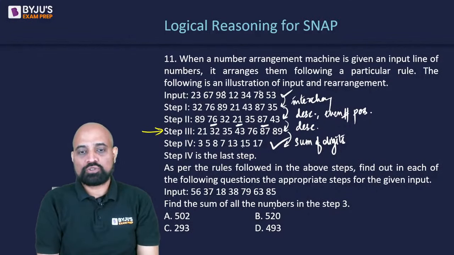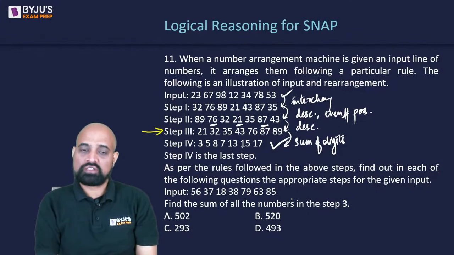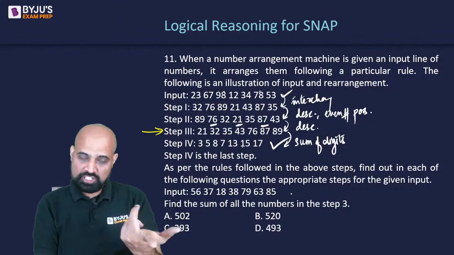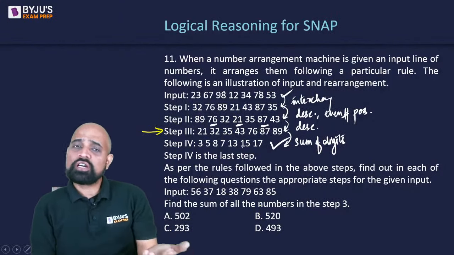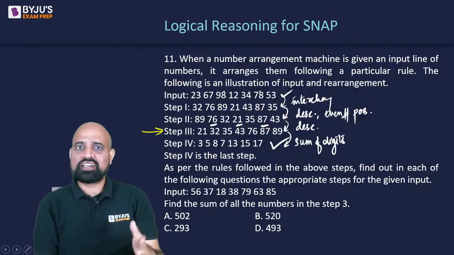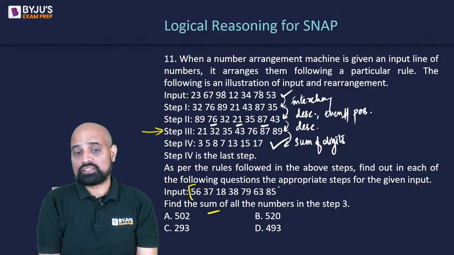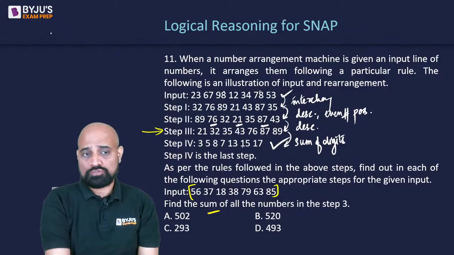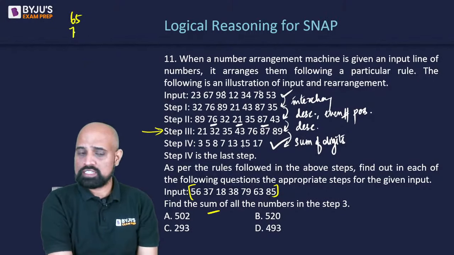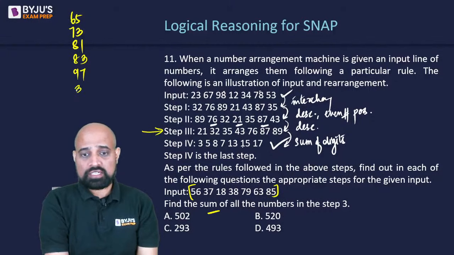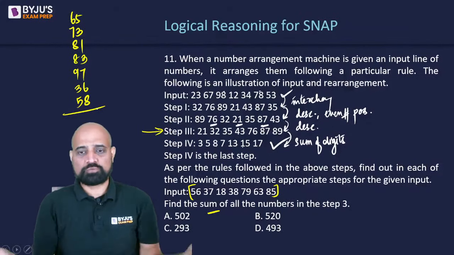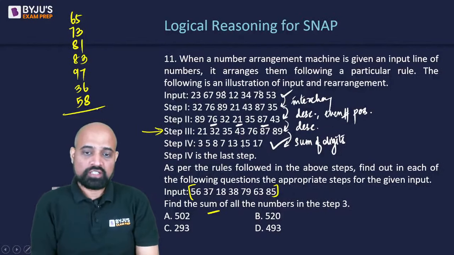So the first step is going to have the same number. Second step, we are going to interchange the values. Third step, we are going to sort them. Half or full, how does it matter? Some will remain the same, right? So all I have to do is reverse the digits and add them. So 56 is going to become 65, 37 as 73, 18 as 81, 38 as 83, 79 as 97, 63 as 36 and 85 as 58. I just have to add, right? Just because we have rearranged, it's not going to change things.